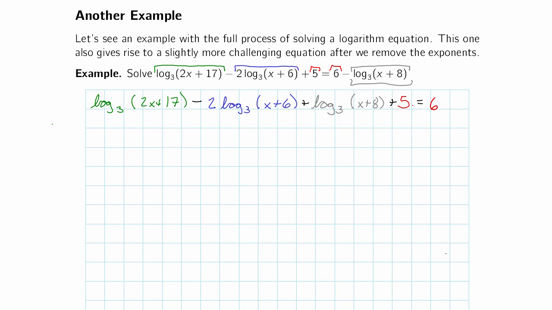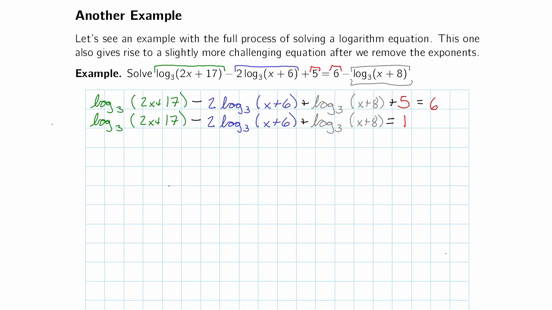Next, we'll subtract 5 from both sides. And so we have the log of 2x plus 17 minus 2 times the log of x plus 6 plus the log of x plus 8 equals 1. In reality, we could have done those two steps in either order, or we could have combined them into one step.